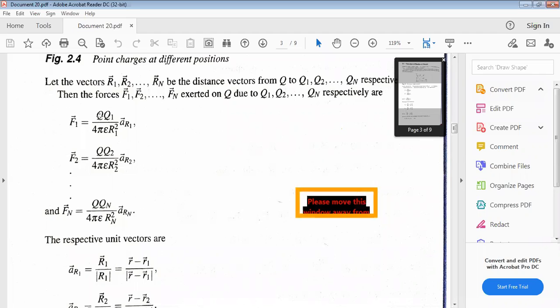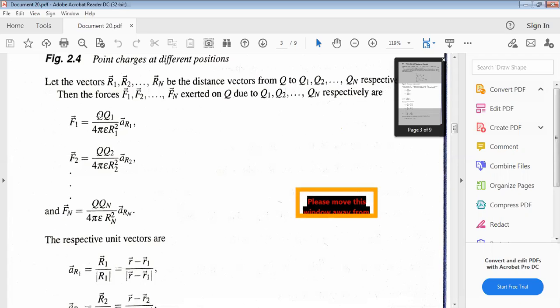Then the attraction or repulsion force on that point charge due to Q1, how much force acts on q because of Q1, because of the point charge Q2 how much force acts on q, similarly Q3, Q4, Q5, Q6 up to Qn, how much force acts on that single point charge q. Individually I have to find this out using Coulomb's law, and later sum all those effects.